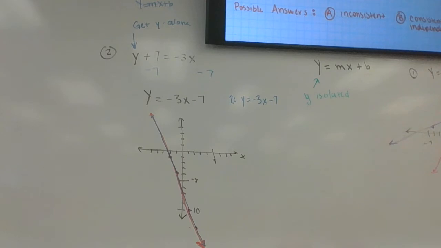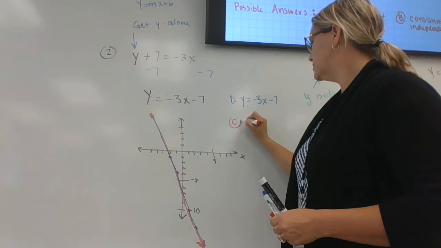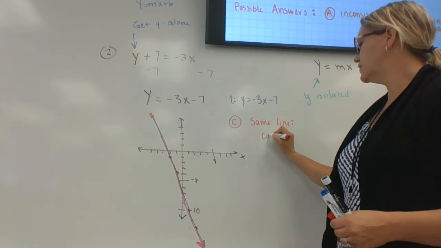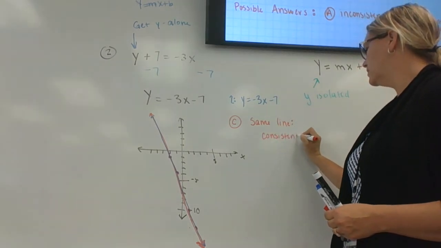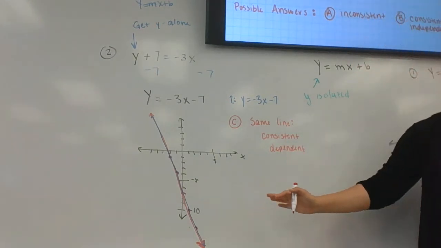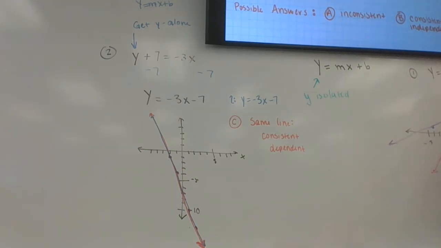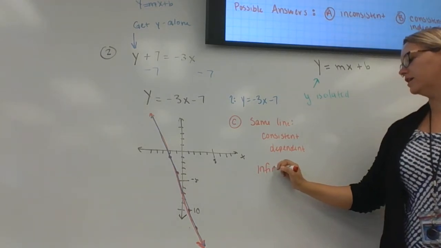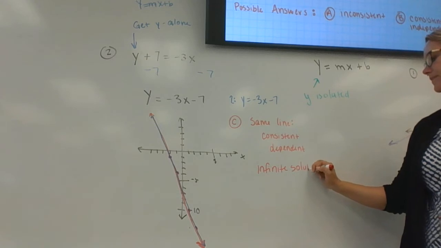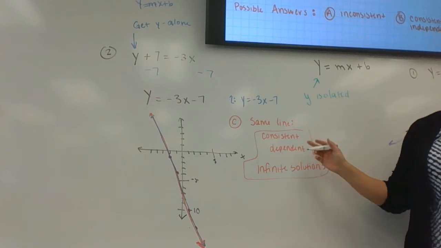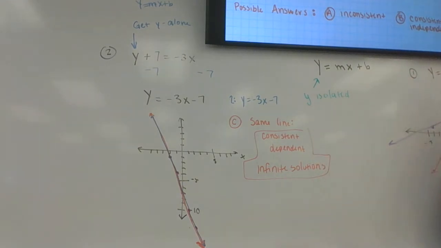So my point of this is to review this vocab with you. So what's C called? So when it's the same line, it's called consistent dependent. Would you say that this has one solution? Do they cross in one place? They cross forever together. So you could also say that there are infinite solutions. So knowing the words that describe this scenario is really important. Knowing the vocab.